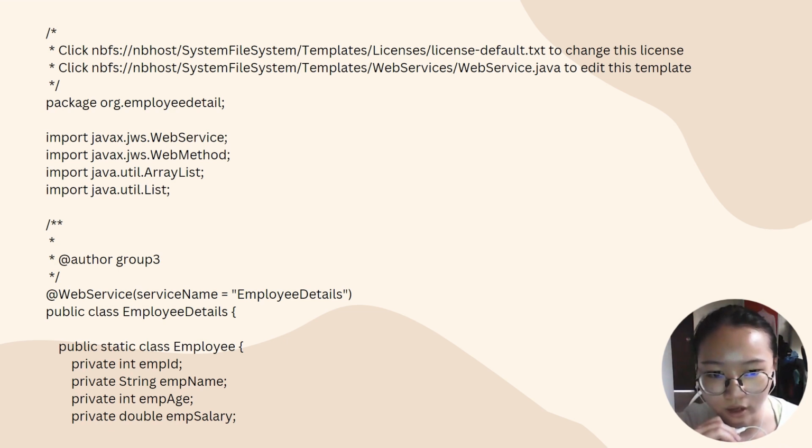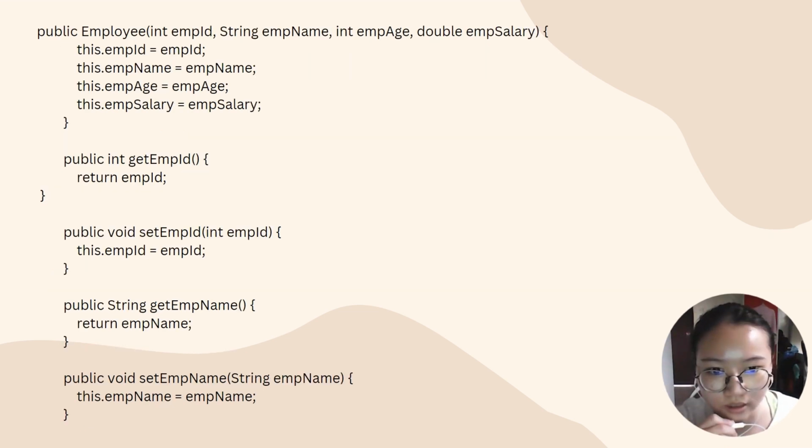Inside Employee, we have a private integer EMP ID, private string EMP name, private integer EMP age, and also private double EMP salary. Then we point to all the things in the public static class Employee by using this function. Then we open a public integer getEMPID to return EMP ID. Then we open public void setEMPID and get the integer EMP ID by using this.EMPID equal to EMPID. This step is repeated for EMP name, EMP age, and also EMP salary by using get and set functions.